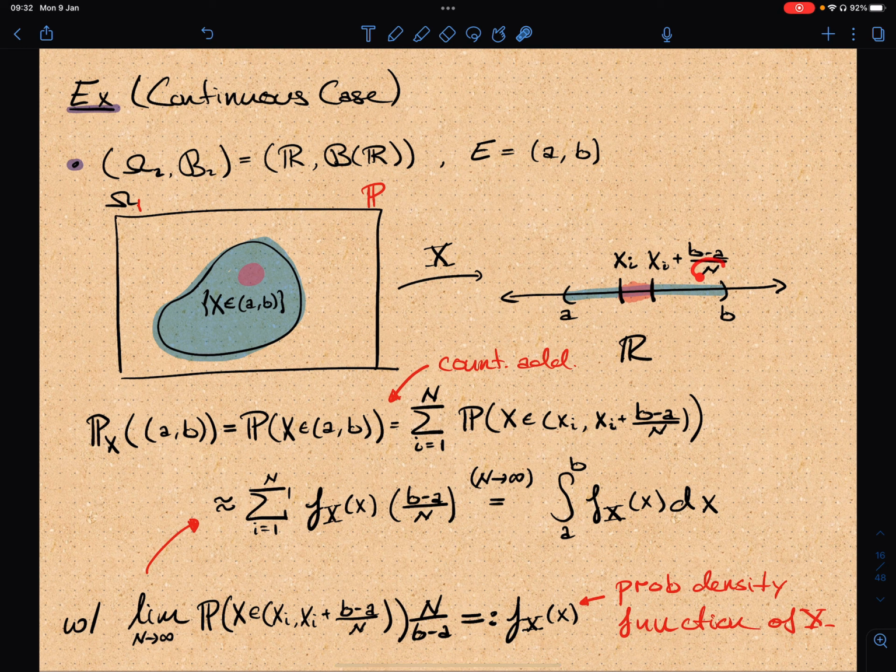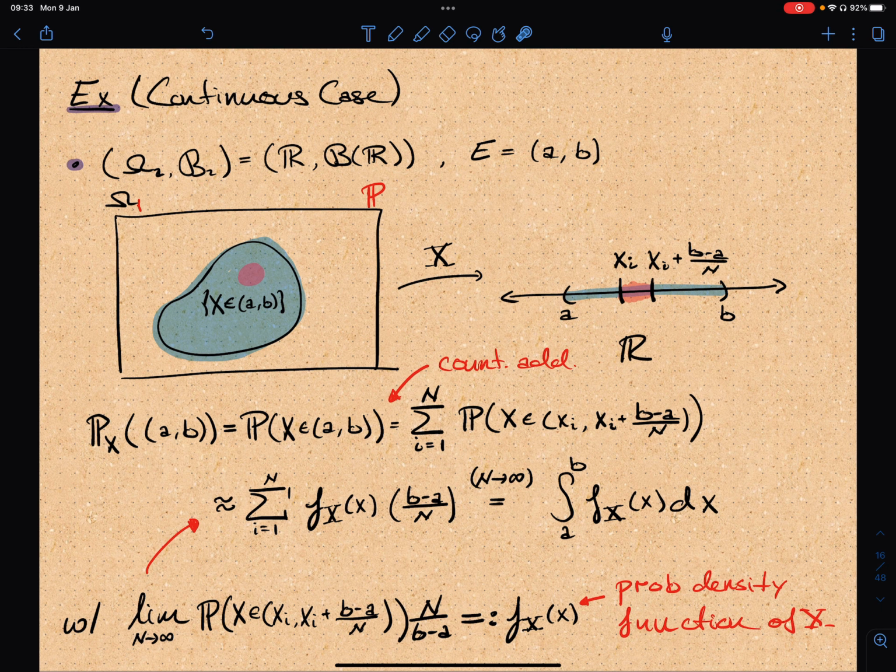This n really means that I'm breaking this interval into n intervals. I can take n arbitrarily large and make the intervals smaller and smaller. What you should recognize is that we can think of this as a Riemann sum. So I write this probability of X as a limit, as n goes to infinity, of the probability that X is in this interval.